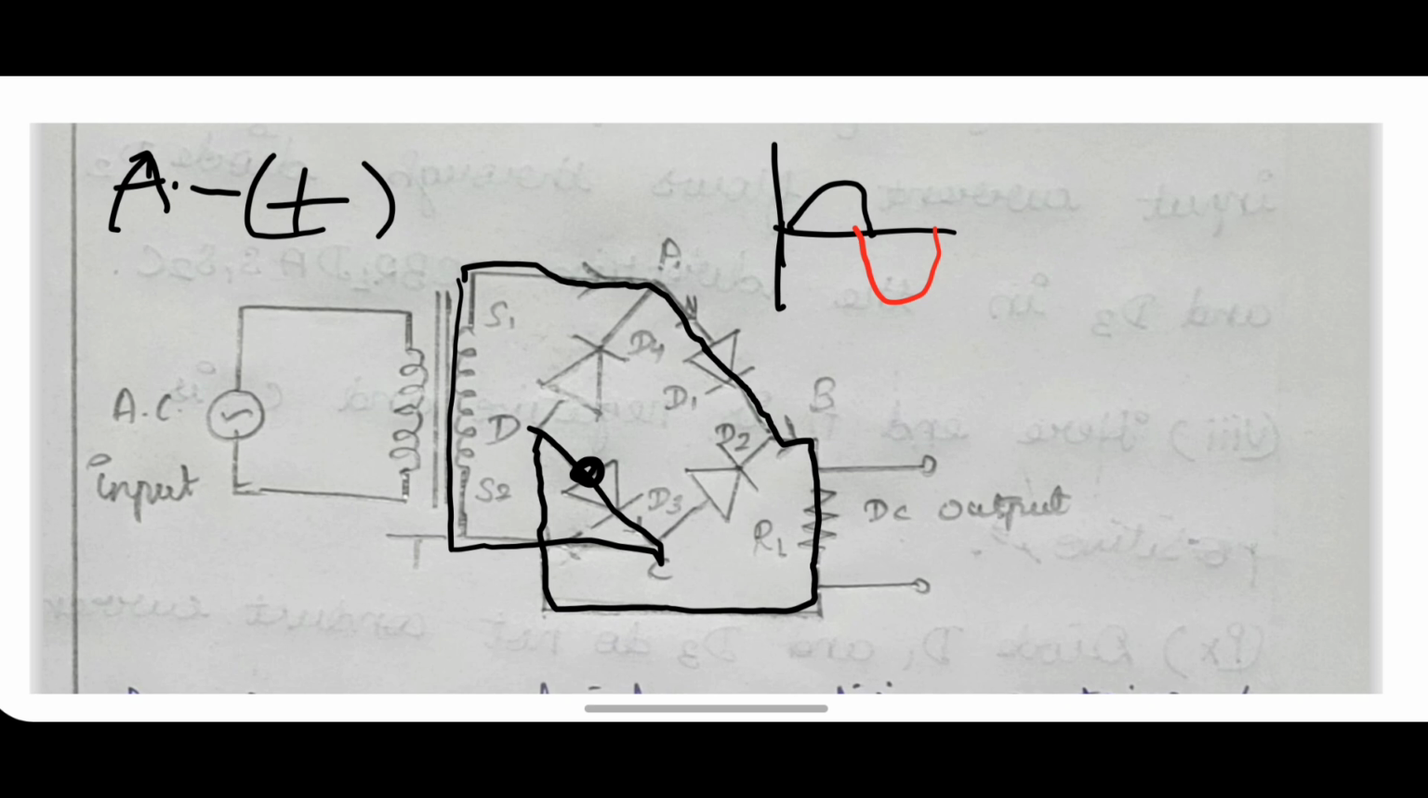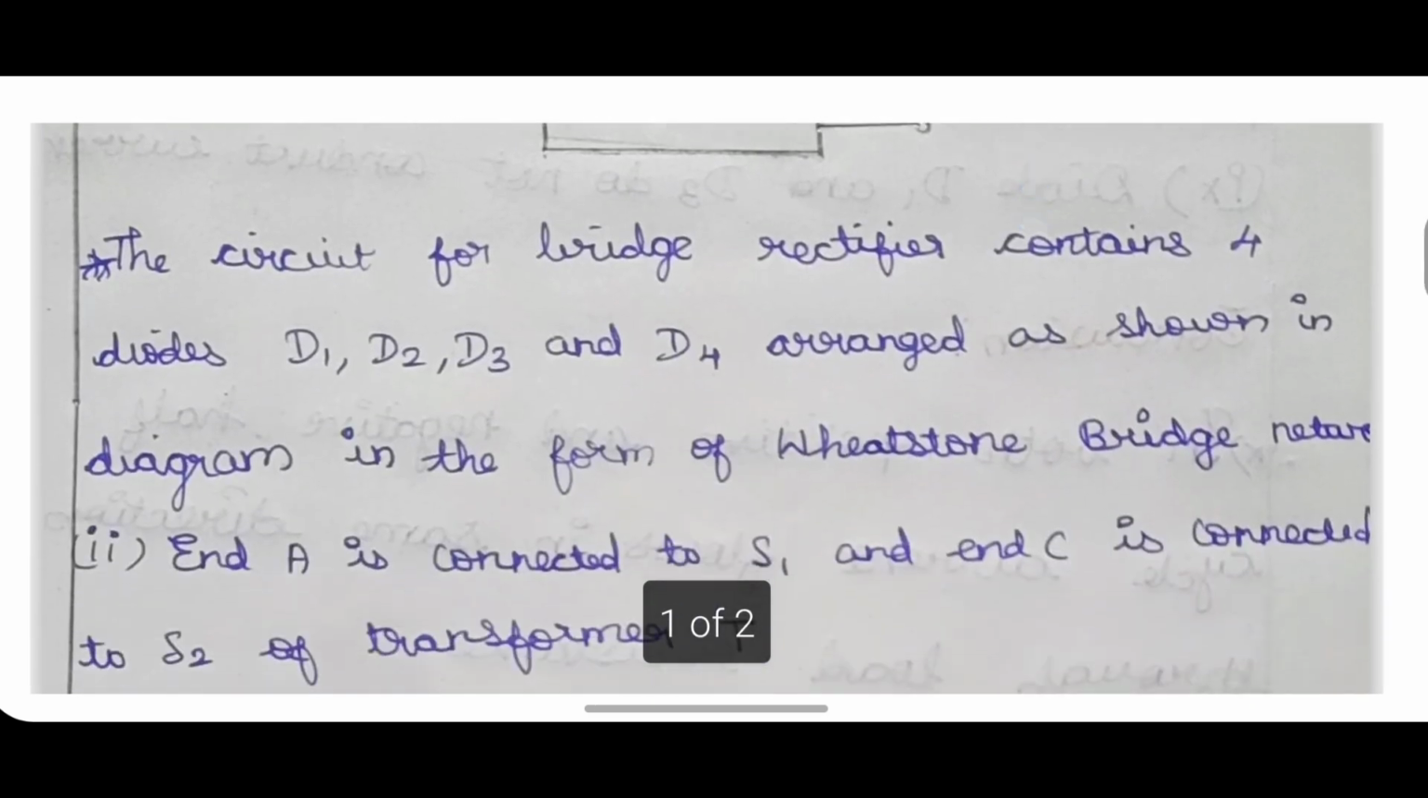For the negative half cycle, the end A will be negative and C will be positive. In this time, the current will flow in the direction like here, the same thing. It will flow like this. So if you notice, during both the half cycles, the current flows through the load resistance in the same direction. So that's what they are trying to conclude.